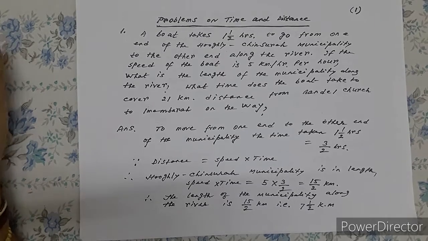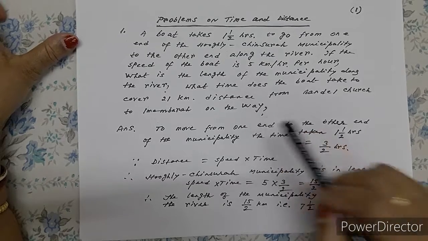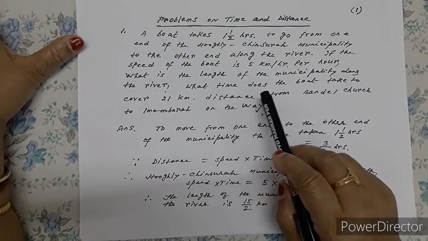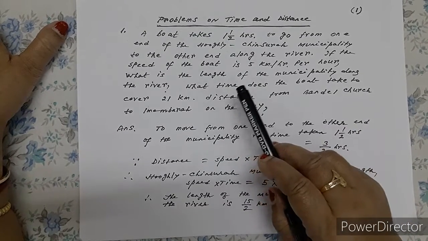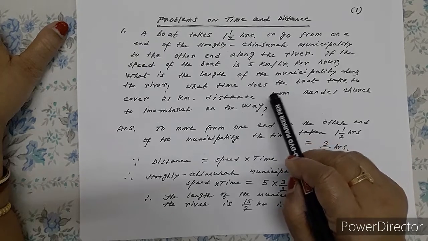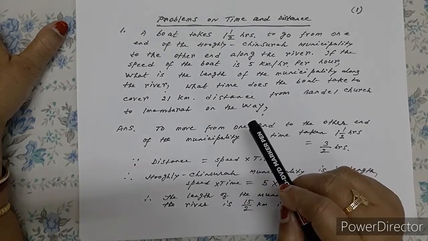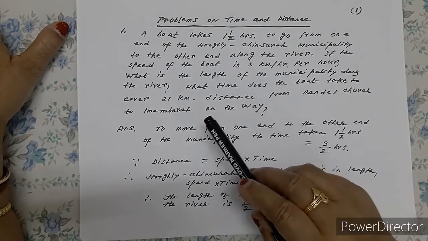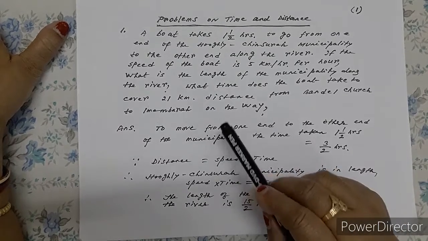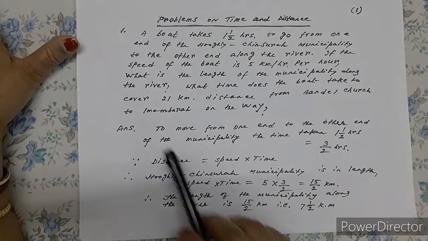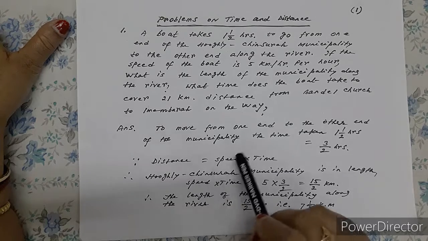Problem number 1: a boat takes 1.5 hours to go from one end of the Hooghly-Chinsurah municipality to the other end along the river. If the speed of the boat is 5 km per hour, what is the length of the municipality along the river? What time does the boat take to cover 21 km distance from Bandel Church to Imambara on the way? Okay, let us start to work out the sum.